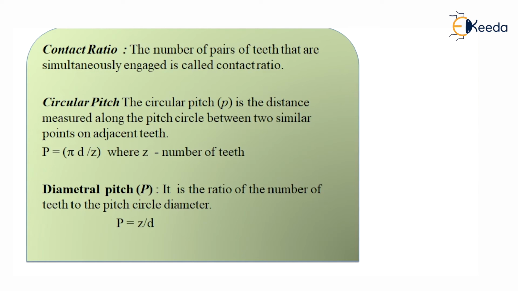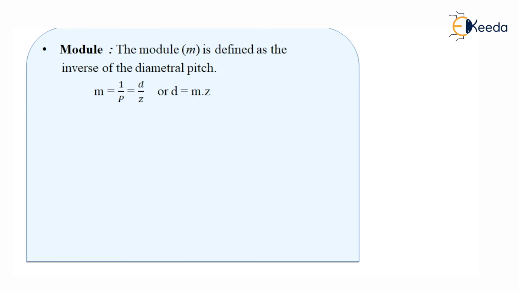Diametral pitch, denoted by capital P. It is the ratio of the number of teeth to the pitch circle diameter. That is, mathematically it is written as P is equal to Z upon D.